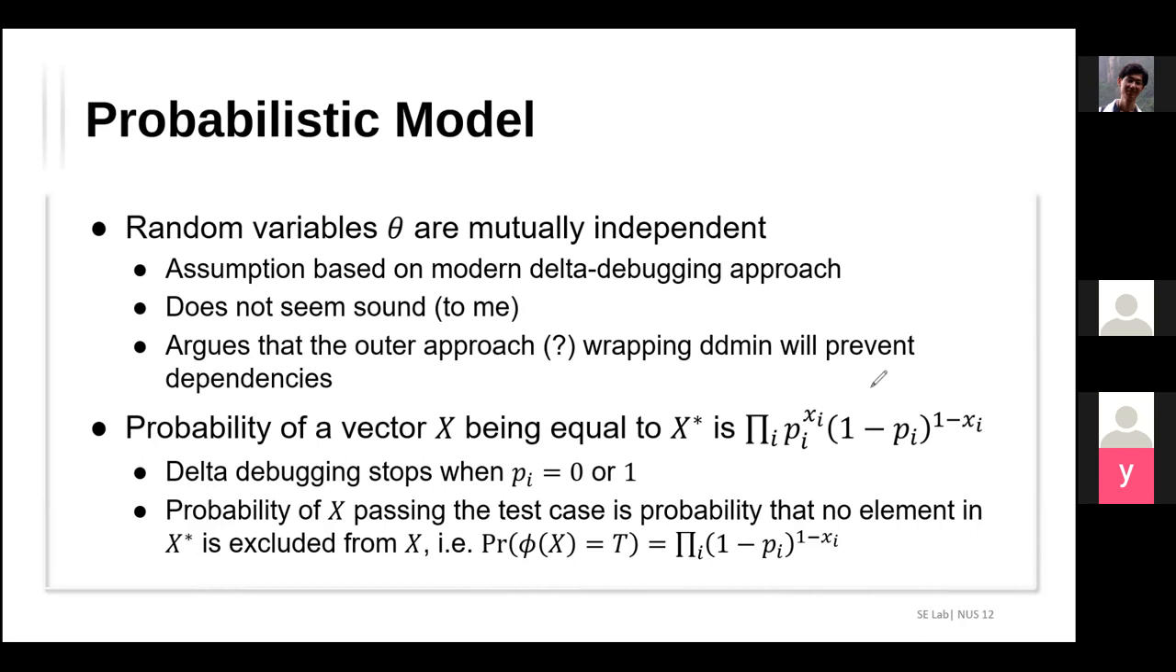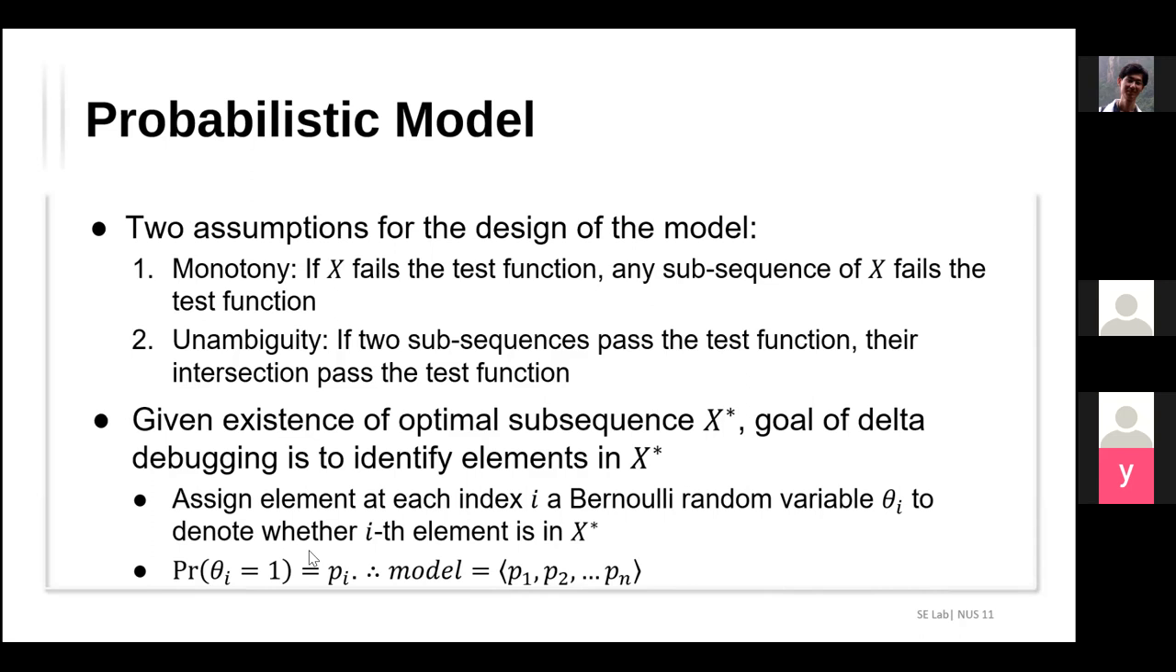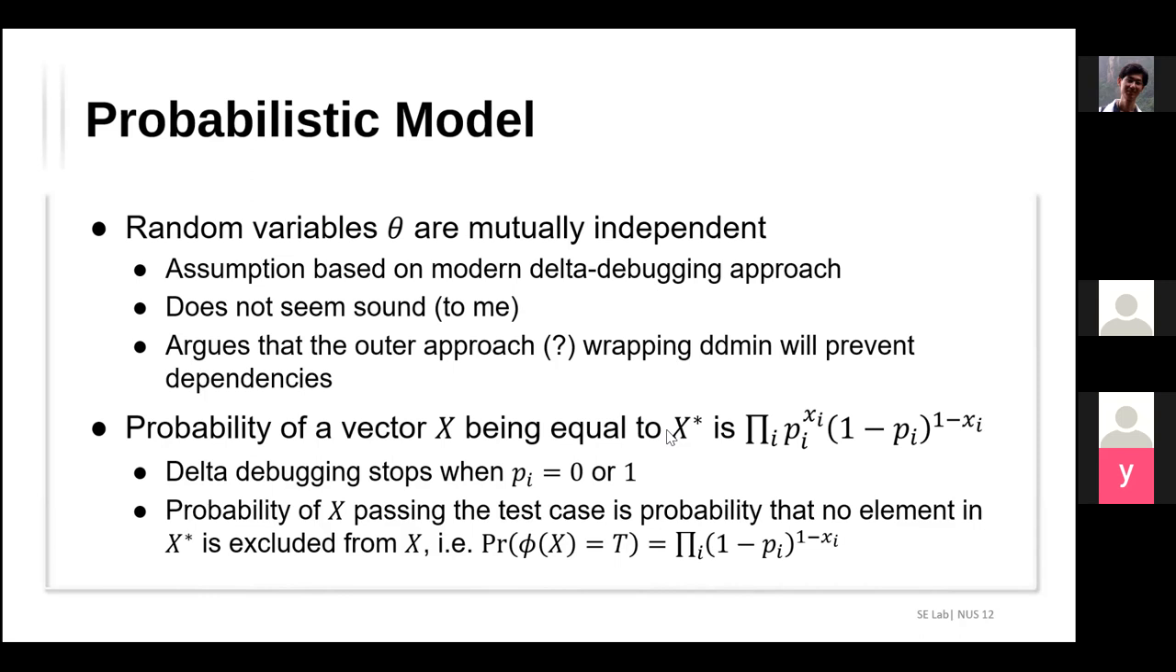So, moving on to the probability aspect of it. Following what we have over here, it's a Bernoulli random variable with probability Pi to be 1. So the probability of a vector X being equal to the optimal vector X star is the product of all the probabilities. Xi is 1 or 0, depending on whether the statement is in the subsequence. If it's in the subsequence, it's 1, and it takes Pi. If not, it's 0, and it just takes 1 minus Pi. So this part here is just a simple product of the probabilities of X being equal to X star.